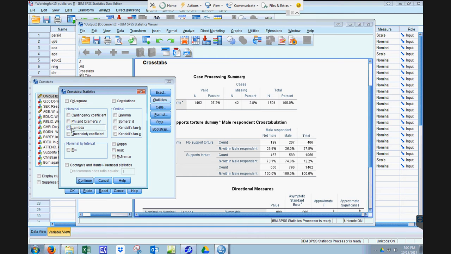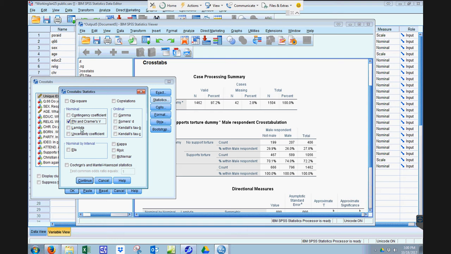I was playing with this before, so I've got lambda checked. Let's talk really quickly about what we've got here. Because we've got a 2x2 table, which is to say men versus women, supports torture versus not supporting torture, we're going to use the phi test. If we had all nominal variables, for example, what religion are you and what party do you belong to, those are both nominal. There's no natural ordering to them. If that was the case, we would have checked lambda instead of phi. Again, we're doing phi because it's a 2x2.